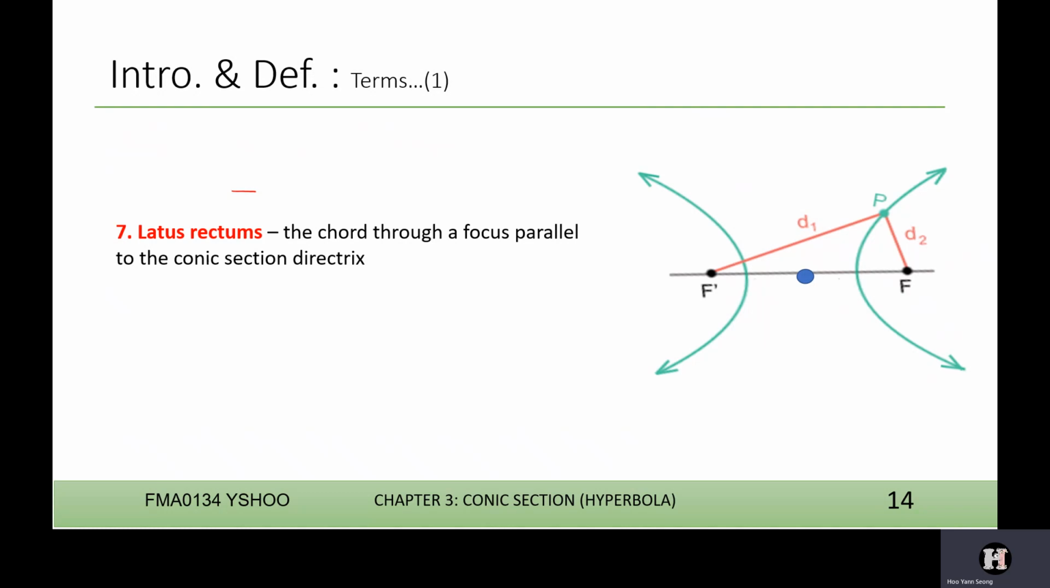Then we come to almost the last term, the latus rectum. The latus rectum is the chord, the line segment that goes through a focus and is parallel to the directrix of the conic section. That is the main reason why I introduced the directrix just now. So we can say that they are parallel to our conjugate axis. But the thing is, you're going to learn later that there is a formula especially to calculate the length of the latus rectum.